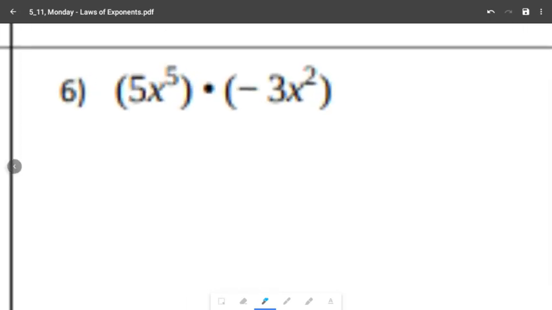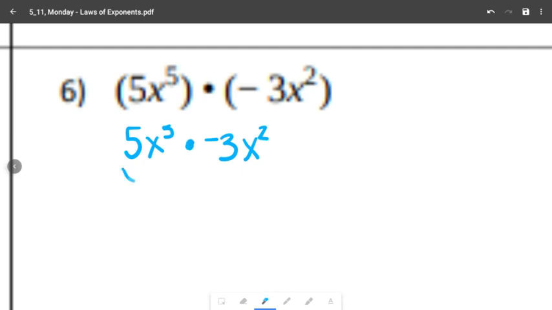Question 6. I do see parentheses, however, there are no exponents on the outsides of these parentheses, so I actually do not have to do any power rules. If there were numbers, exponents on the outside of the parentheses, then we would have to do a power rule. But since there is not, we can just drop the parentheses. There's no need for a power rule.